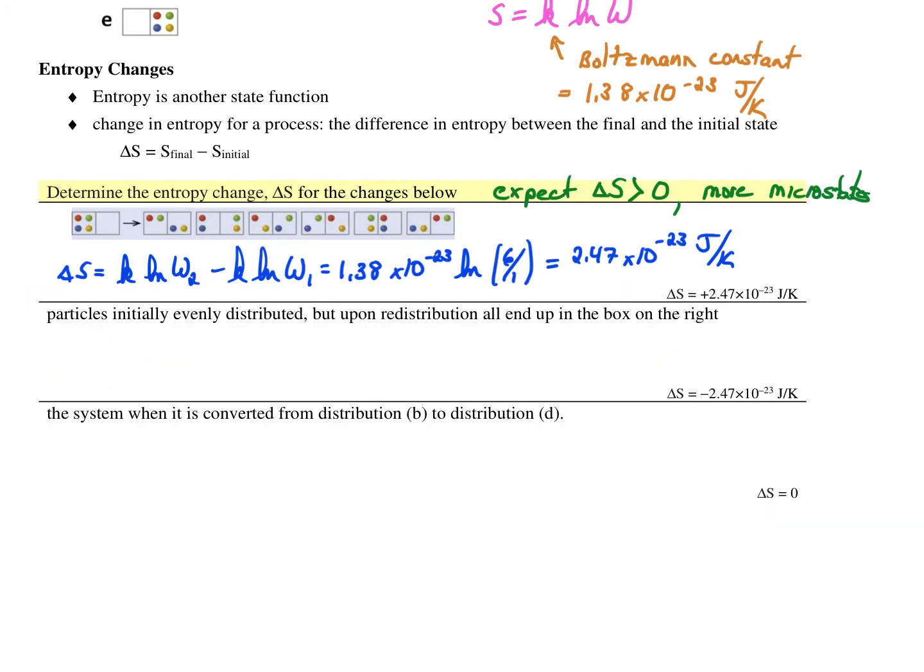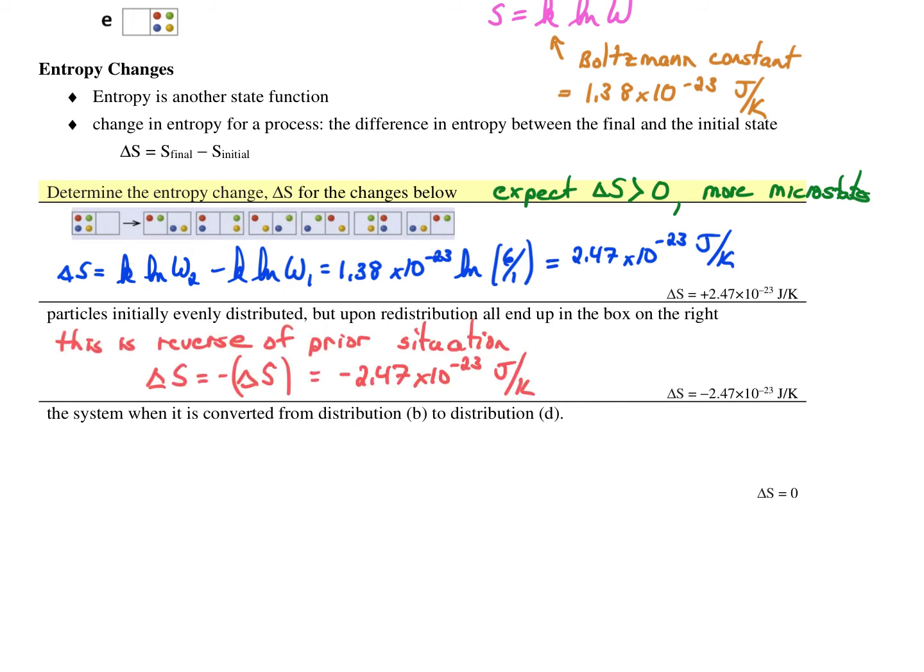In this next problem, we're asked to calculate the entropy associated with the change where all the particles are initially evenly distributed and all end up in a single box, which is going to be on the right-hand side. So this is essentially the reverse of this process. So we would arrive at an answer opposite but equal in magnitude to the prior situation.